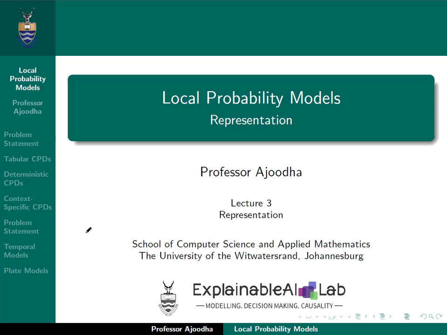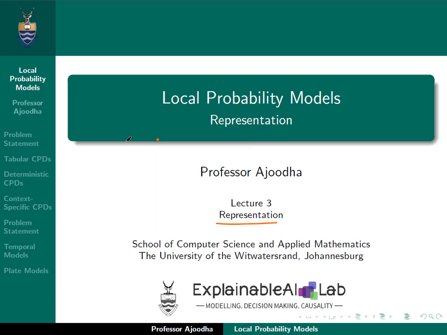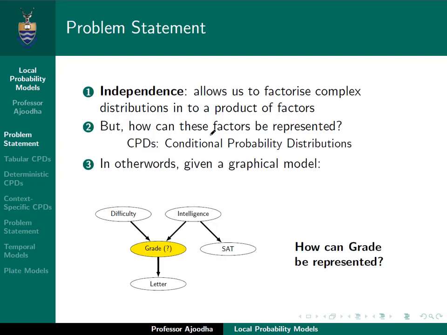Let's start with local probability models, and this is still under the domain of representation, because we're still representing things. The Bayesian network was a big representation on its own, but now representing the very nodes of a Bayesian network or Markov network or whatever requires some representation too. So that's what we're going to be talking about now.